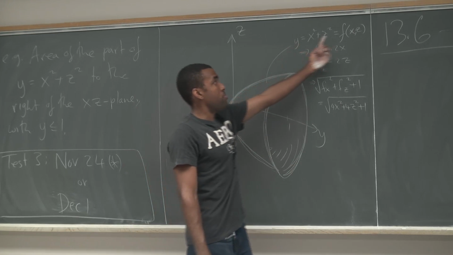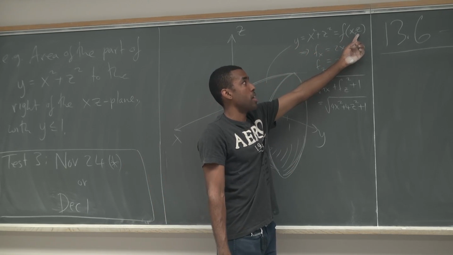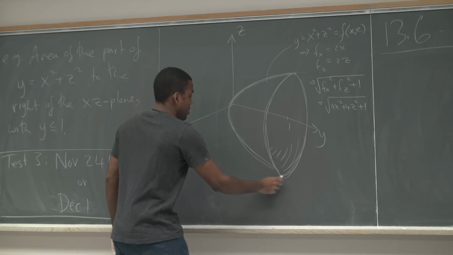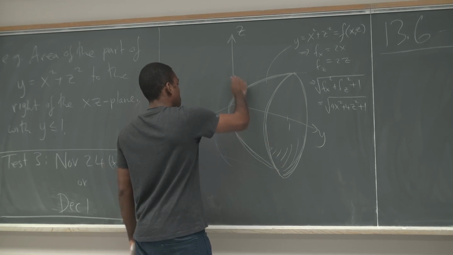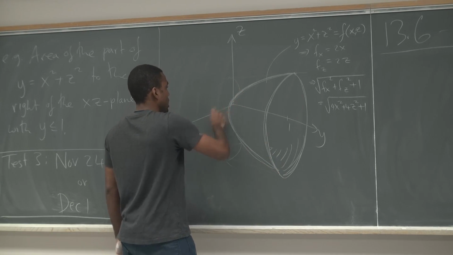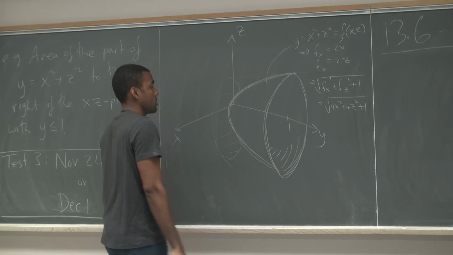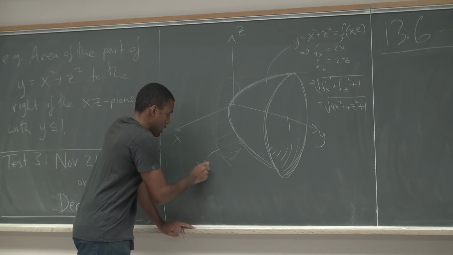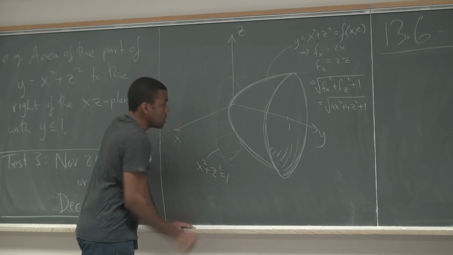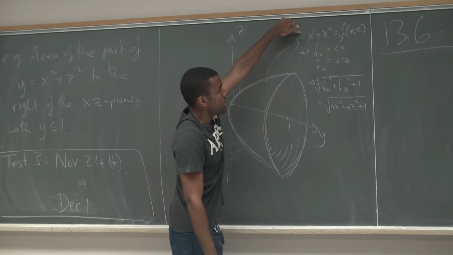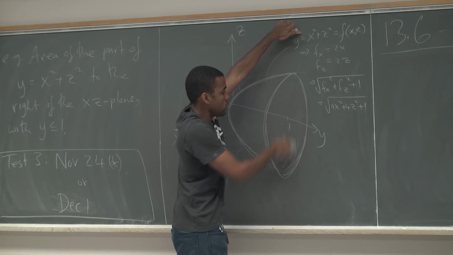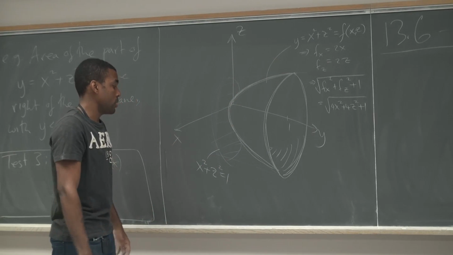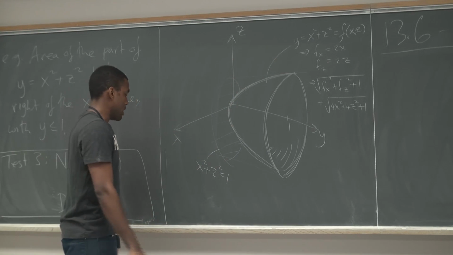Okay, so once I think of my function as f of x, z, it means my region of projection is in the xz plane. So I'm going to shine the light in this direction. It's going to be a circle. What's the equation of that circle? X squared plus z squared equals 1, because it's the intersection of y equals x squared plus z squared with y equals 1. So I just plug in y equals 1. So that's my circle. So that's my region of projection.